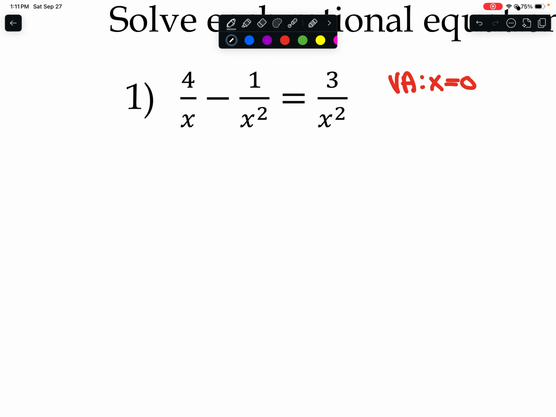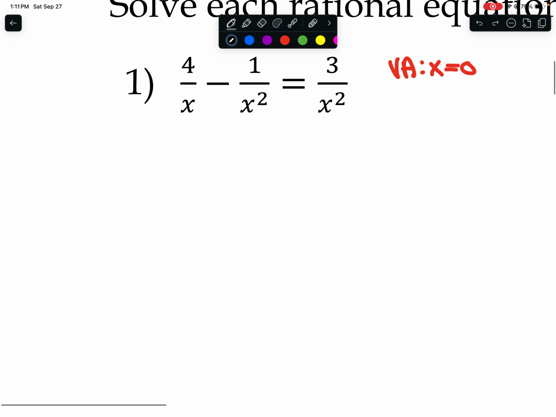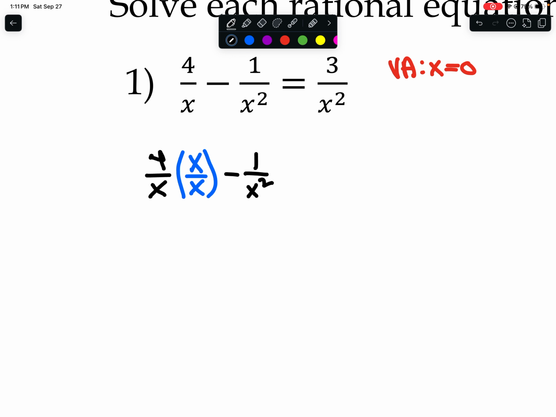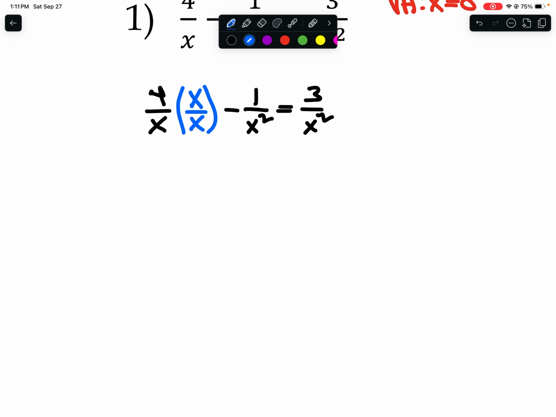Now I'm going to focus on getting a common denominator. Between x and x squared, I need to get the left side denominators to match. The right side, since it's on the other side of the equal sign, technically doesn't matter, but everything on the same side of the equal sign needs to match. For 4/x, I need to get a common denominator of x squared, so I'm going to multiply by x/x and leave everything else the same. When I multiply it out, we get 4x/x squared minus 1/x squared, and that's going to equal 3/x squared.